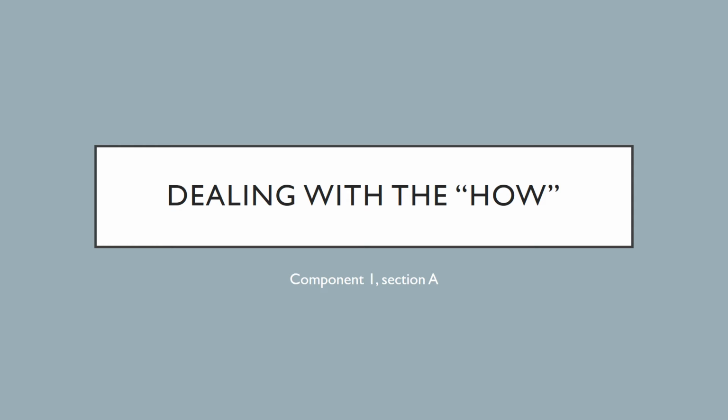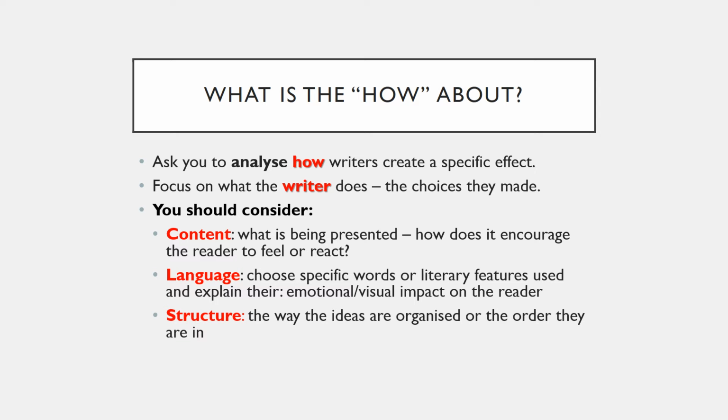So, dealing with the how, it's usually question 3. It's always 10 marks. This is really the question where we just start to be able to excel and overperform a little bit in the exam scenario. So, what is the how question about?